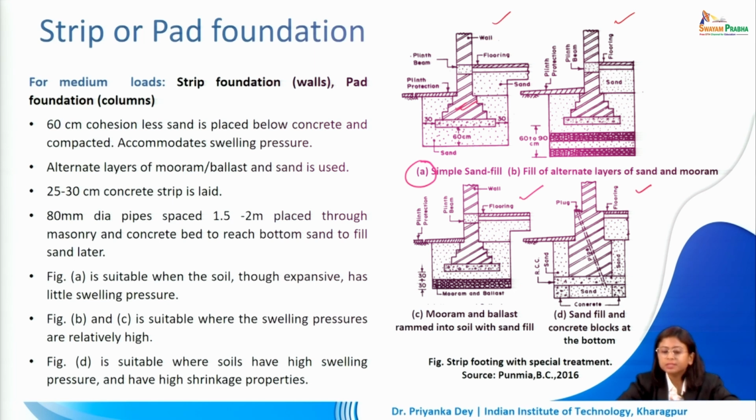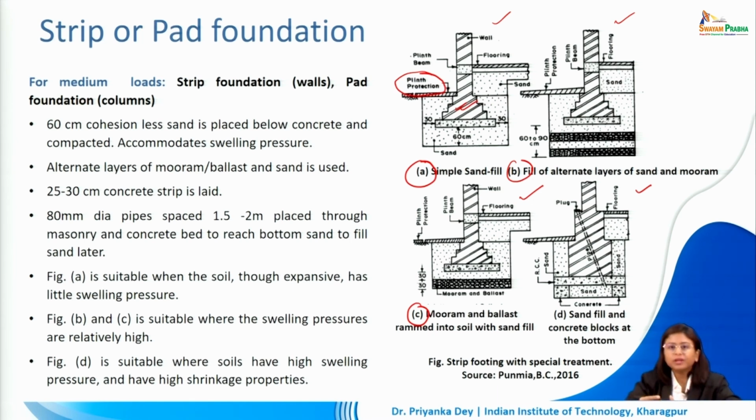In addition to this, please note there is something called plinth protection which is added at the ground level sloping outwards. This is also very important in the context of black cotton soil. If we are dealing with a situation in which the swelling pressure is slightly high, then we can use the example given in B or C, in which we can have alternate layers of muram and ballast along with sand to provide additional cushioning from the swelling pressure that is being generated.